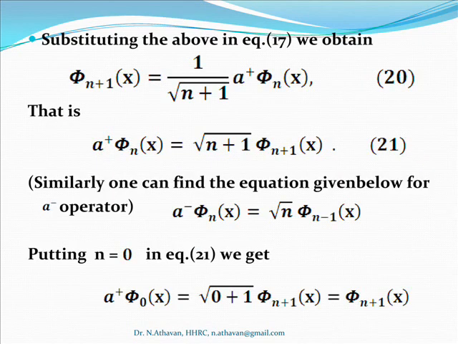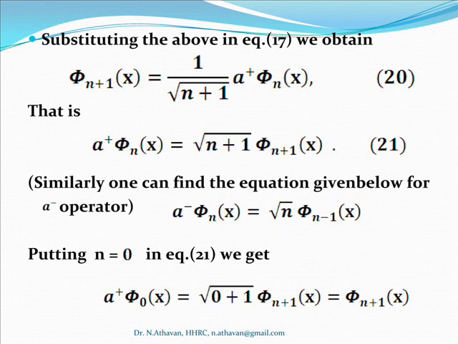Therefore, I write the equation 17 as phi n plus 1 of x is equal to 1 by square root of n plus 1 a plus phi n of x. That is, if the operator a plus operates on the eigenfunction phi n of x, then we get the new state phi n plus 1 in addition to a coefficient square root of n plus 1. Similarly, one can find the equation given below for a minus operator, which is nothing but a minus phi n of x is equal to square root of n phi n minus 1.